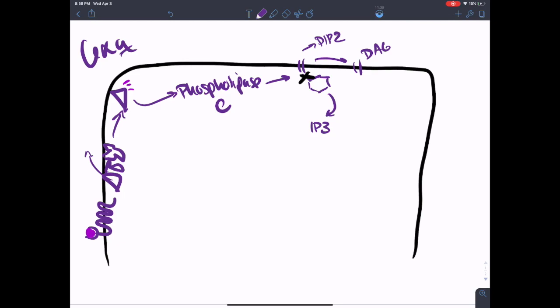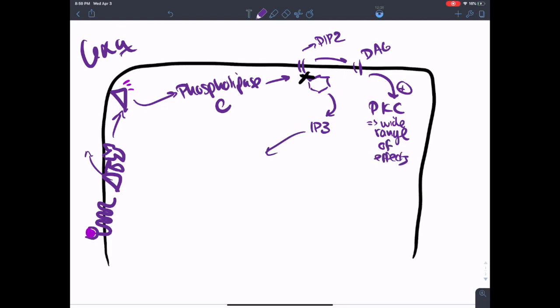DAG, or diacylglycerol, goes on to increase the activation of what's known as protein kinase C, right? So that's in contrast to protein kinase A. Again, this is going to have a wide range of effects. One of them could be opening an ion channel leading to excitation or inhibition, but it's all about signal amplification in the case of GPCRs, and that's important to remember. So this has a wide range of effects.